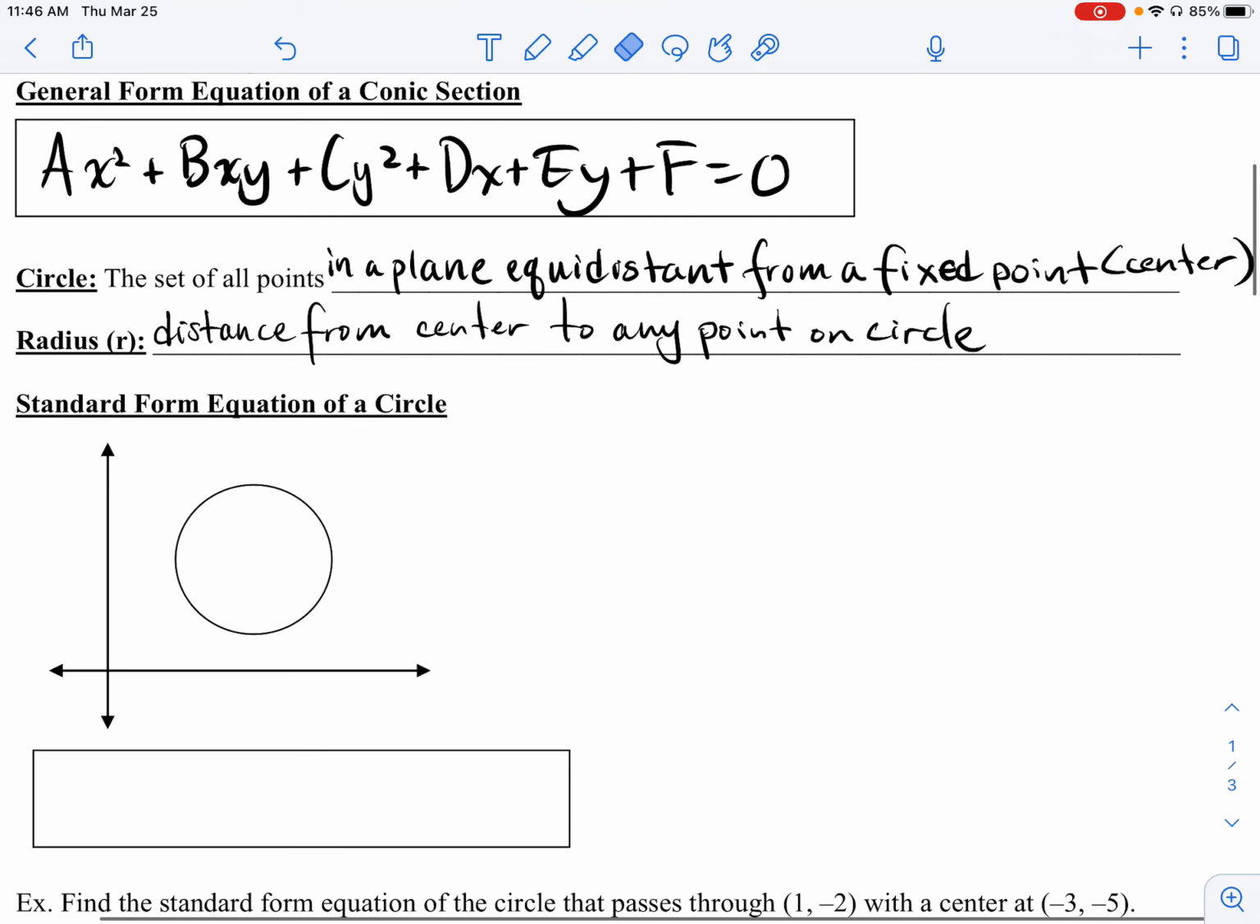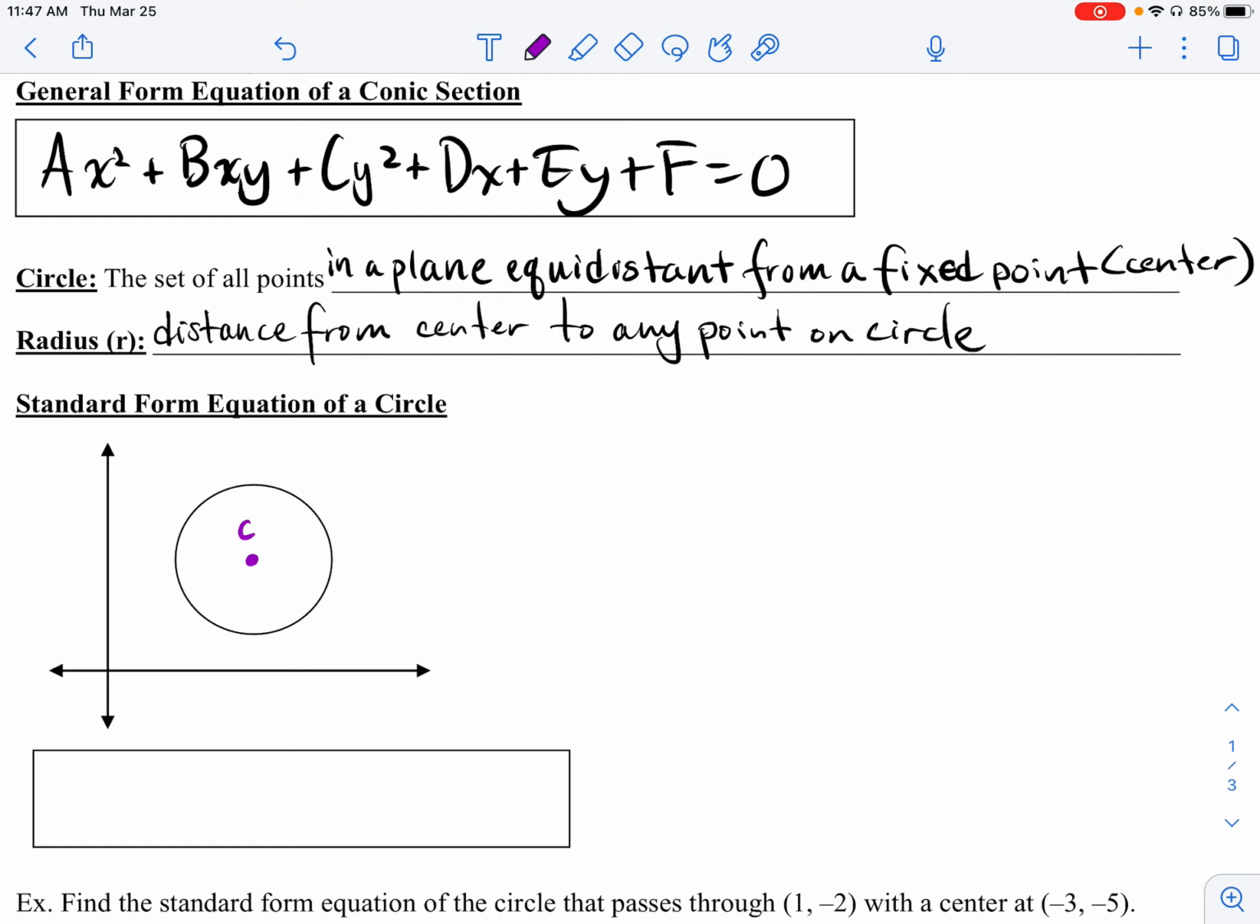Let's start today by talking about circles. A circle is the set of all points in a plane that are equidistant from a fixed point, also known as the center. I went ahead and drew a circle for you here, but let me break it down to make sure we understand how to define a circle in the context of conic sections. So if we have a point, I'm going to call this point the center here.